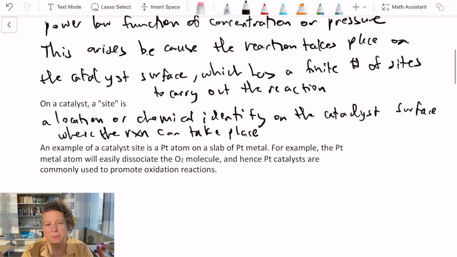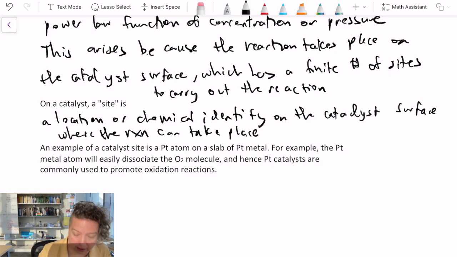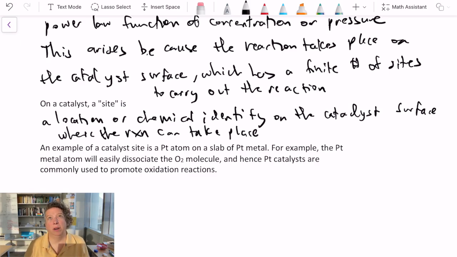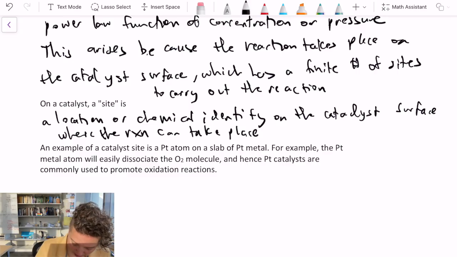There are many examples of catalysts. Catalyst sites can take on many forms, many different compositions. Maybe a relatively easy to understand example is if your catalyst is a metal particle. Let's say we have a platinum particle and that's our catalyst. These types of catalysts are common because they are used in the catalytic converters of a variety of cars. If our catalyst is a metal particle, then a catalyst site might be just one atom on the surface of that metal particle.